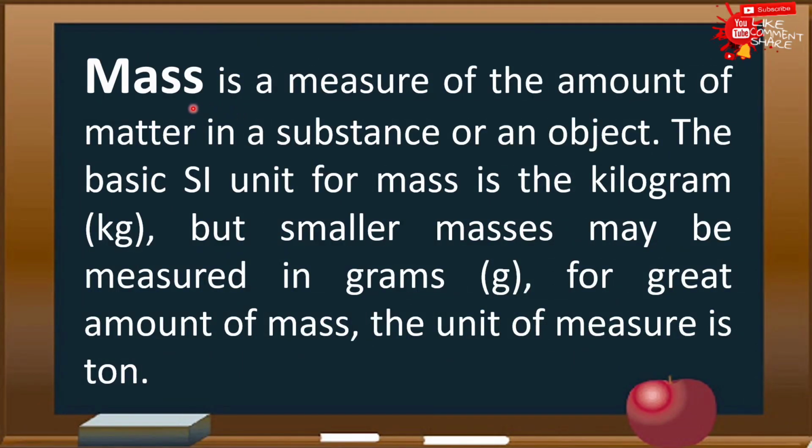Let us discuss the definition of mass. Mass is a measure of the amount of matter in a substance or an object. The basic SI unit for mass is the kilogram, and the symbol for kilogram is kg. But smaller masses may be measured in grams, and the symbol is small letter g. For a great amount of mass, the unit of measure is ton.